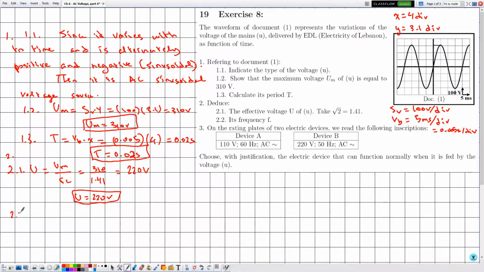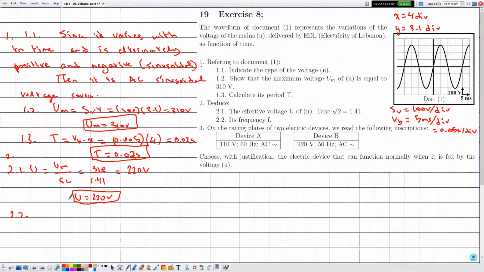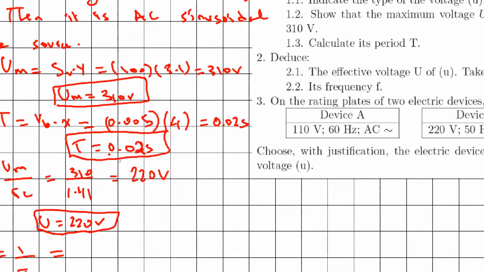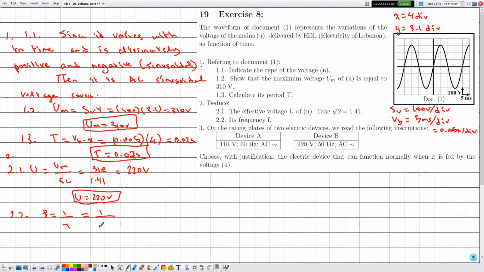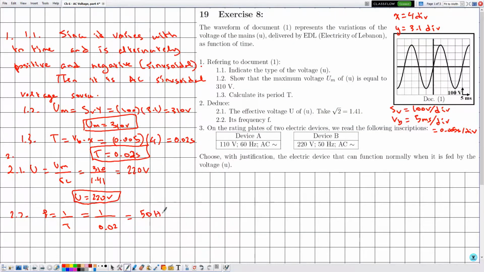Now in 2.2, referring back to 2, it means that we need to deduce its frequency, which is given by 1 over the period. Now the period is given by 0.02. Plugging this expression on the calculator, the value of the frequency is given by 50. Since the period is expressed in the SI, the value of F will be in the SI, which is Hertz. Then the frequency is given by 50 Hertz.